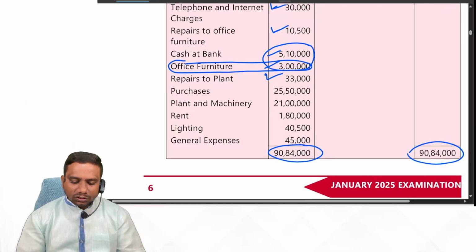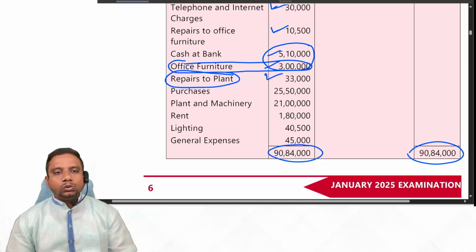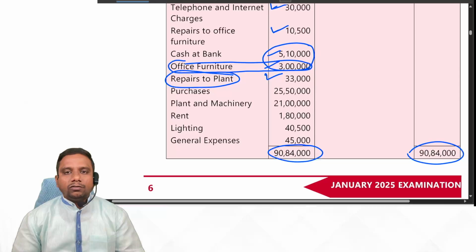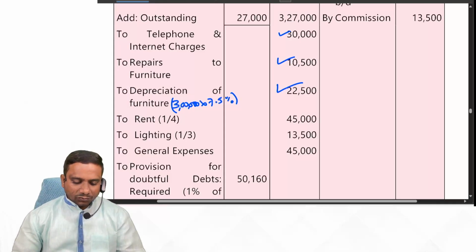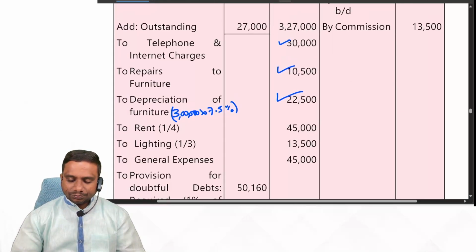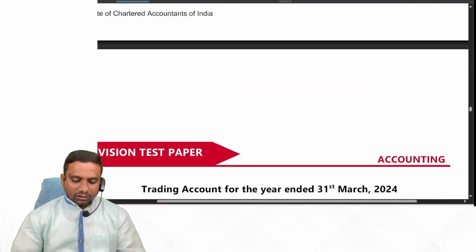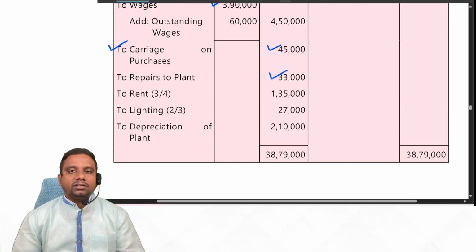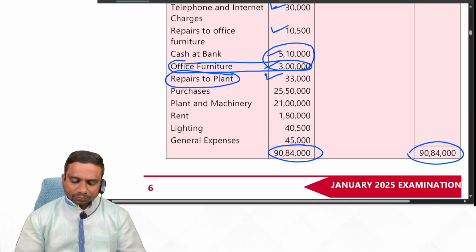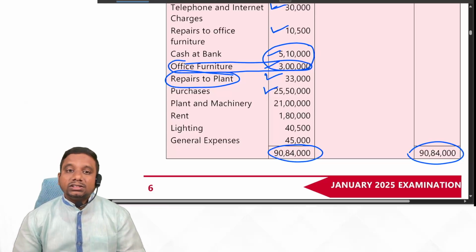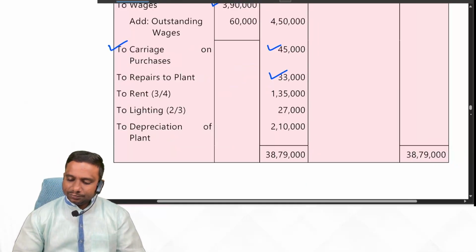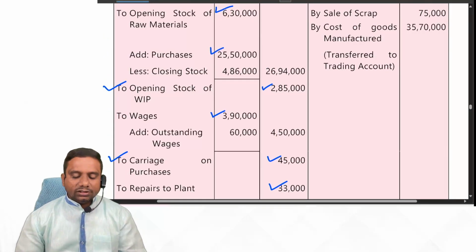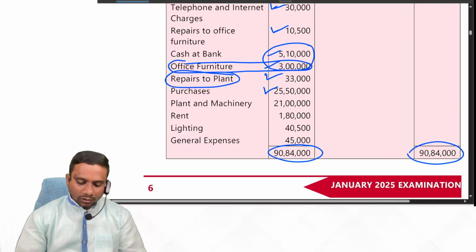Repairs to plant. Plant is used in the manufacturing process, so that's why the repairs to plant are also taken to the manufacturing account, 1000. So go to manufacturing account. Repairs to plant. Yes or no? Next, purchases. Purchases of stock, so add to the raw material purchases, 20 lakh, 25 lakh.